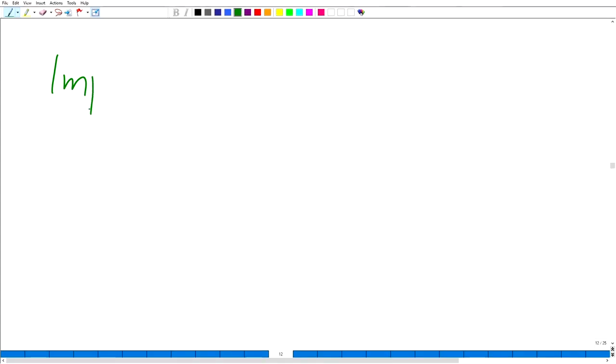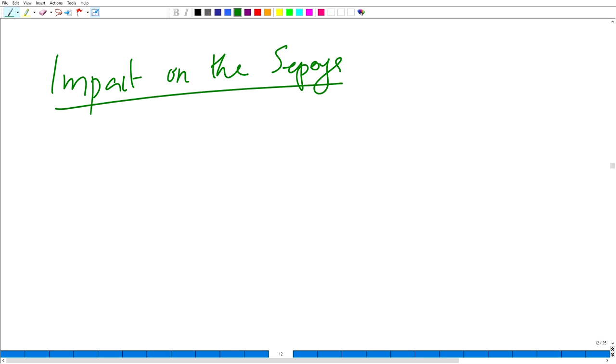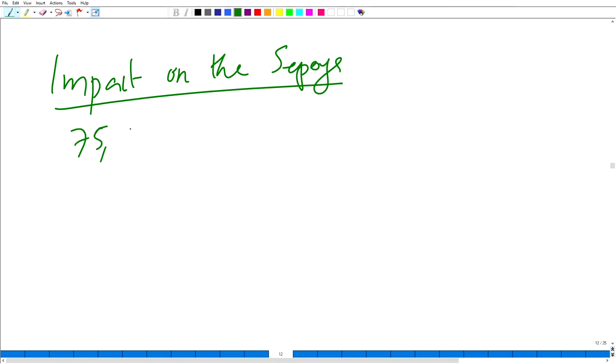Impact on the sepoys. No doubt, the rebellion originated among the sepoys. Most of the sepoys came from the South region. There were around 75,000 sepoys from the South alone. Most of these sepoys joined the British service in order to supplement their fast declining agricultural income, due to the land revenue policies adopted by the British government.